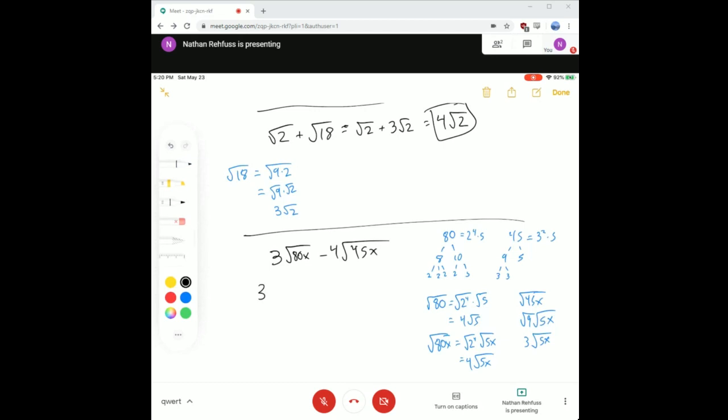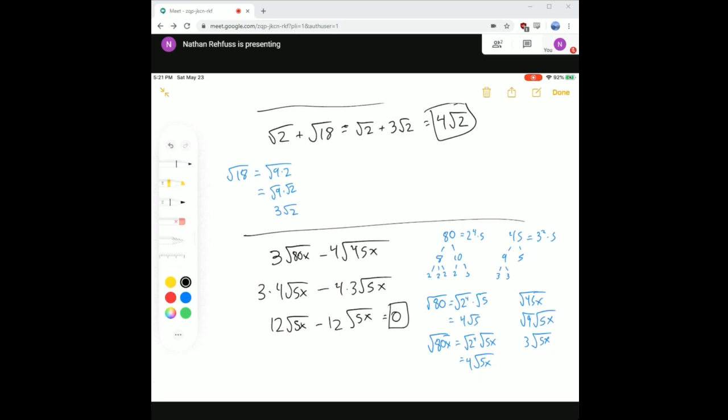This is 3 times root 80x, which was 4 root 5x, minus 4 times root 45x, which was 3 root 5x. 3 times 4 is 12. 4 times 3 is 12. These are the same, so when I subtract one from the other, I have to get 0. They cancel out. So this didn't look like it simplified, but as a matter of fact, it was equal to 0. All right. I'm going to continue this video in a second part.